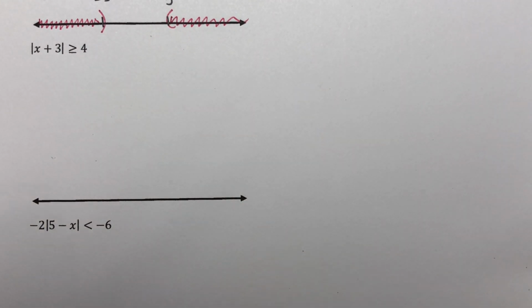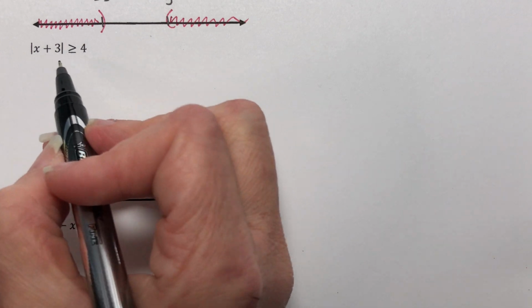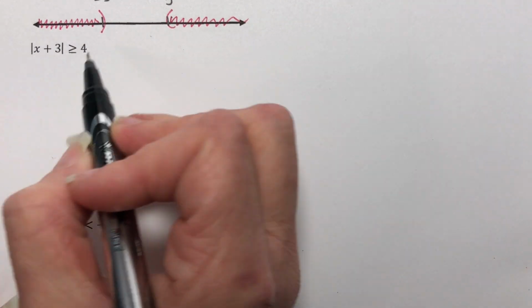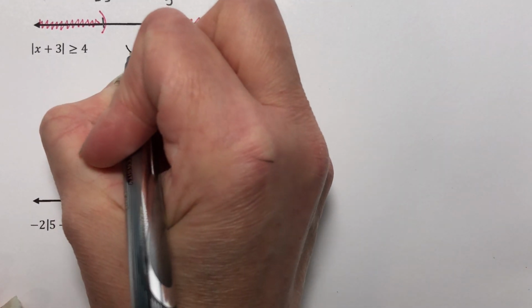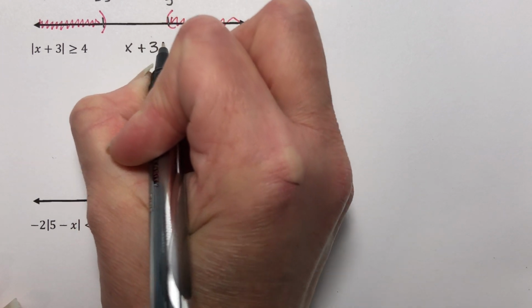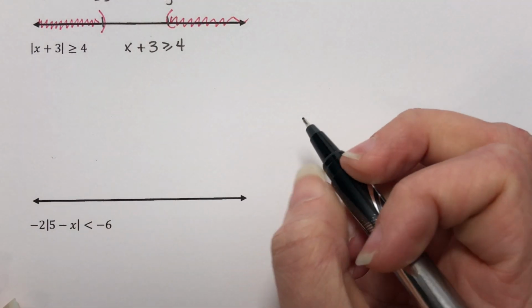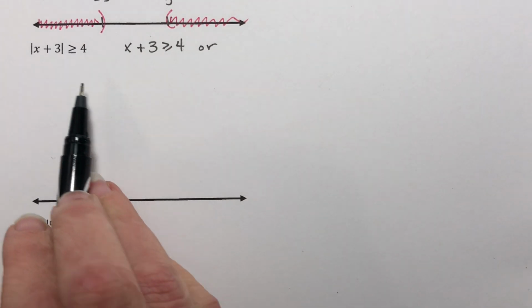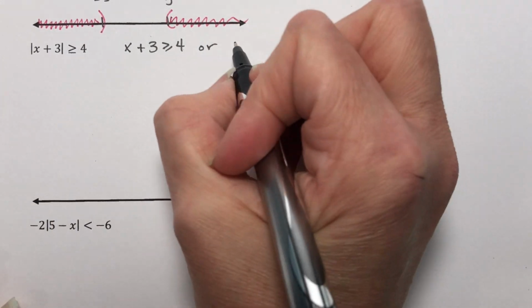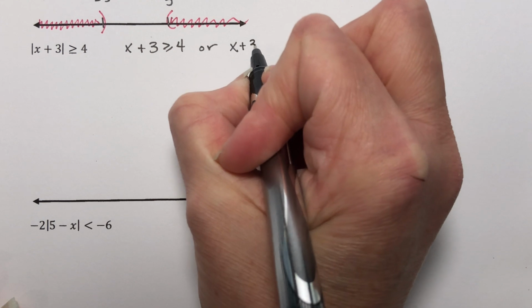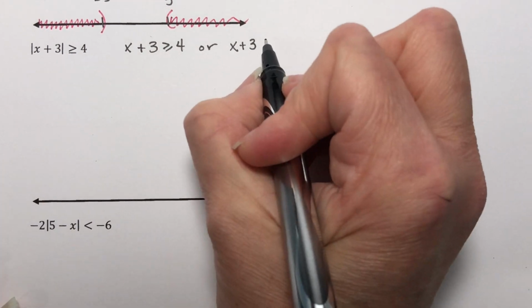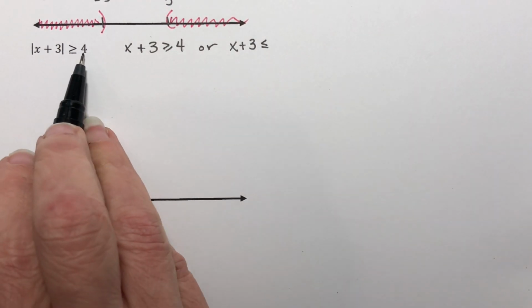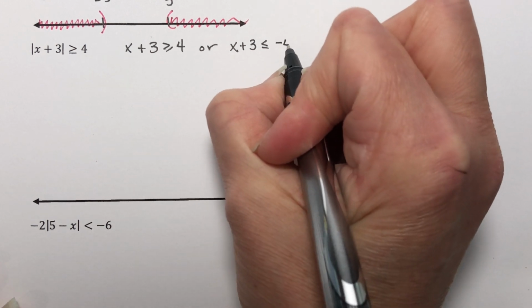All right, so let's do the absolute value of x plus 3 is greater than or equal to 4. So again, we have the absolute value by itself, so we drop the absolute value completely, or we rewrite it without the absolute value, flip the sign around, so now it's less than or equal to, and instead of a +4, you write a -4.